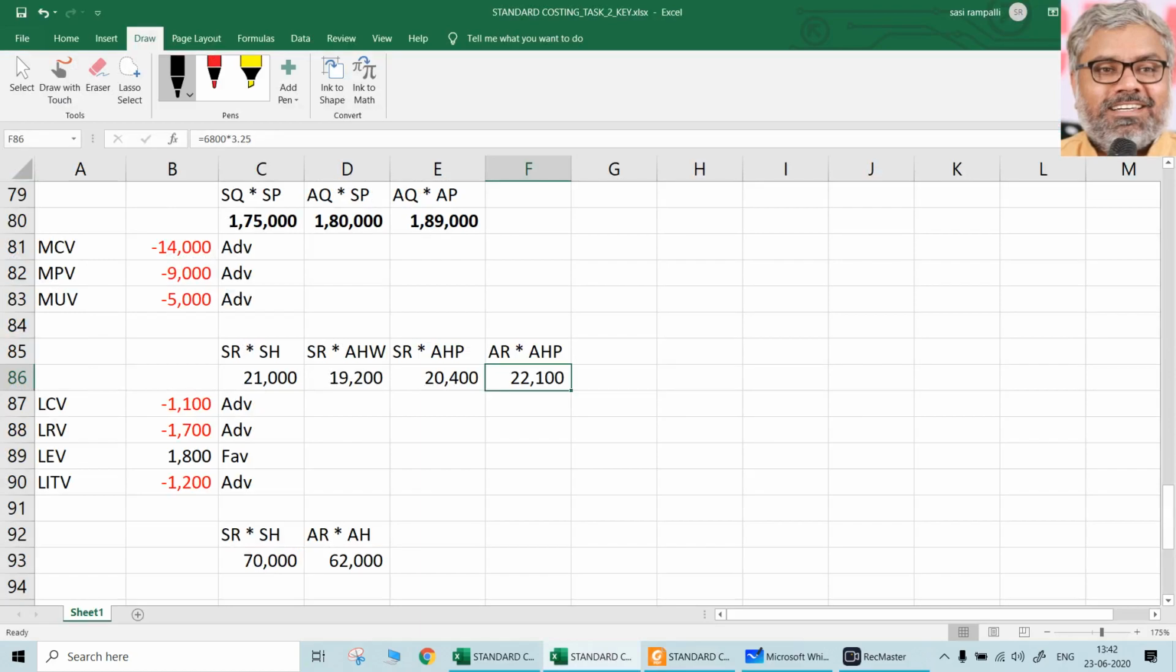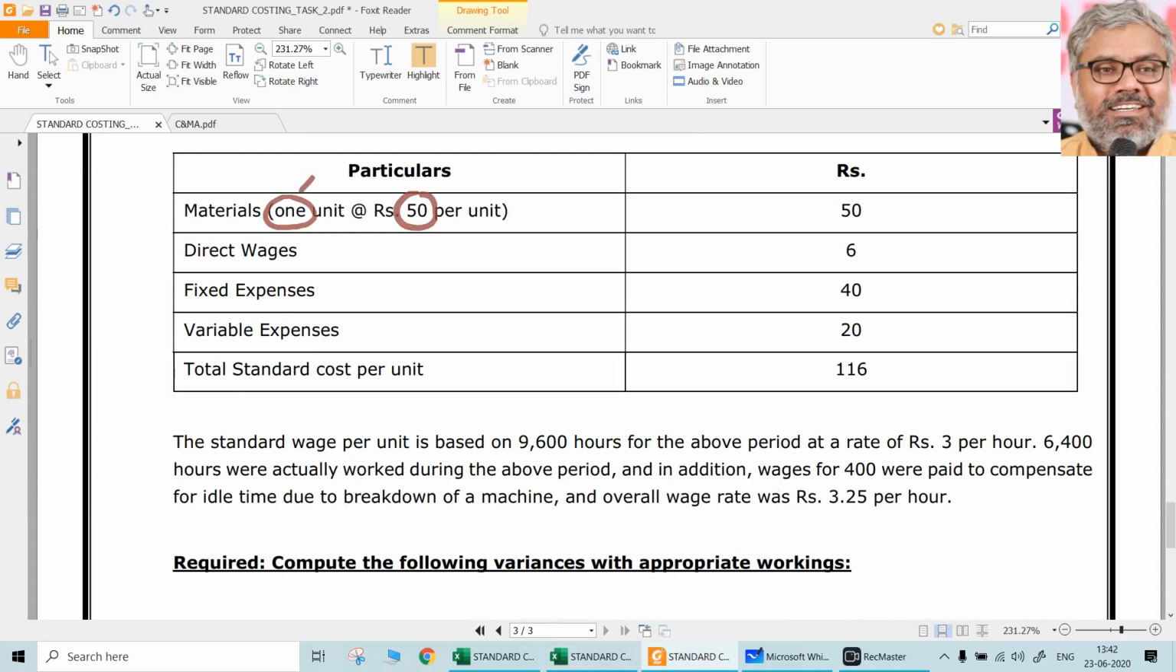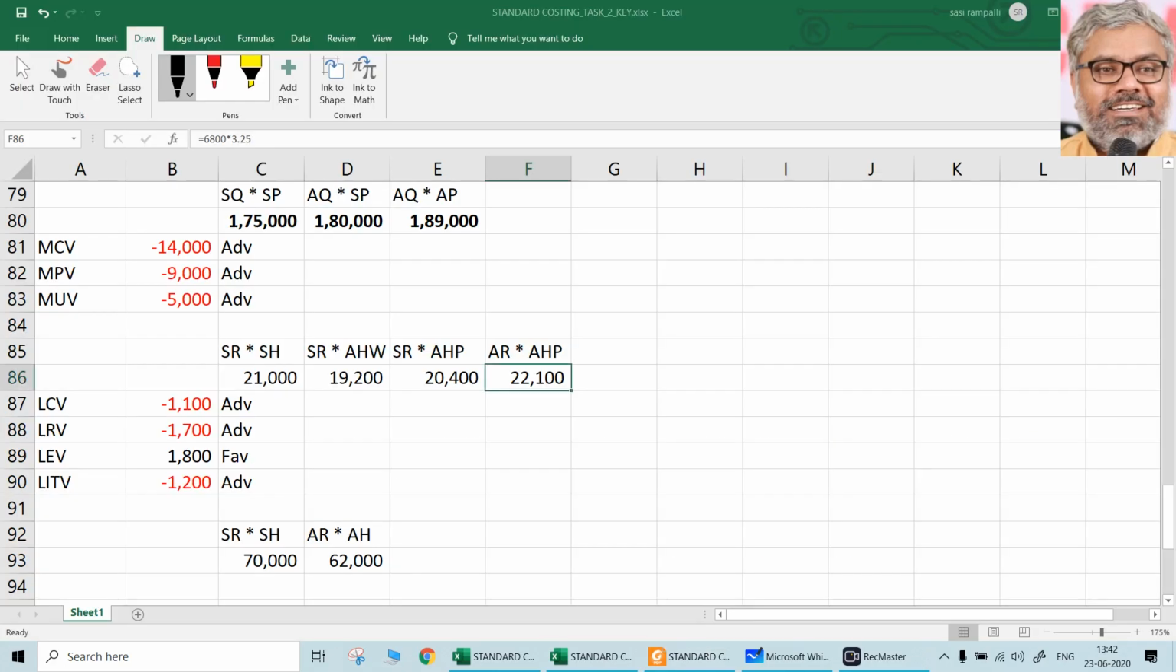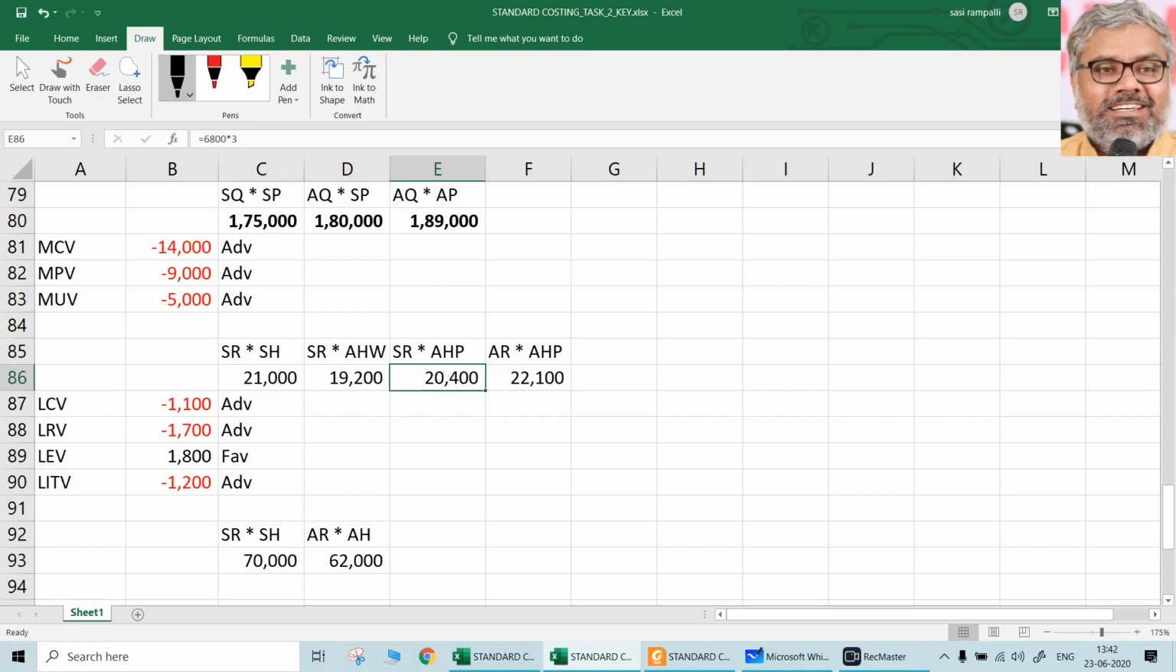There is nothing for us to calculate. Already that is given. But even if we want to calculate also, there is another hint also that is given. Overall wage rate has become 3.25 per hour on an average. And how many hours are paid? 6,400 hours are worked. In addition to that, 400 hours are also paid for idle time. So total 6,800 hours are paid at the rate of 3.25. Naturally, that's what is 22,100. 6,800 multiplied with 3.25. So that can be cross-checked also, which is matching with the question. Then another point here is what is the standard rate?